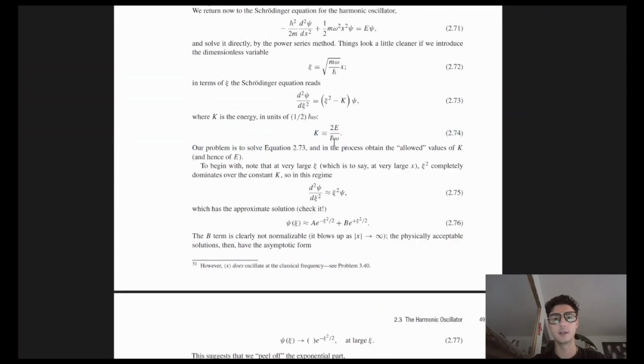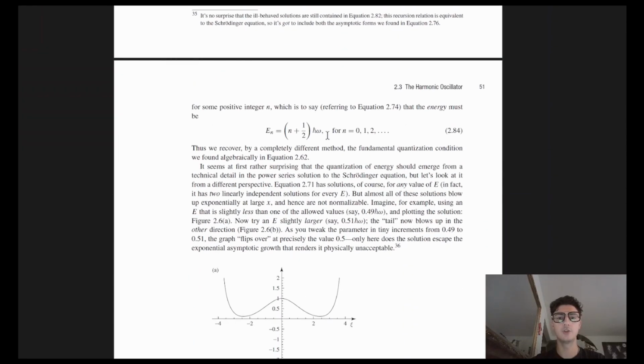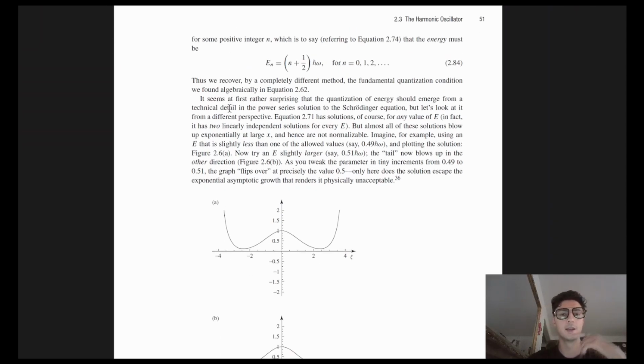It has a 2, it has an E, it has an h bar omega. And then we pull out the energies of the harmonic oscillator, which we saw were the same ones from the raising and lowering operators. Thus, we recover by a completely different method the fundamental quantization condition we found algebraically in equation 2.62 in my previous video. It seems, at first, rather surprising that the quantization of energy should emerge from a technical detail in the power series solutions to the Schrodinger equation.